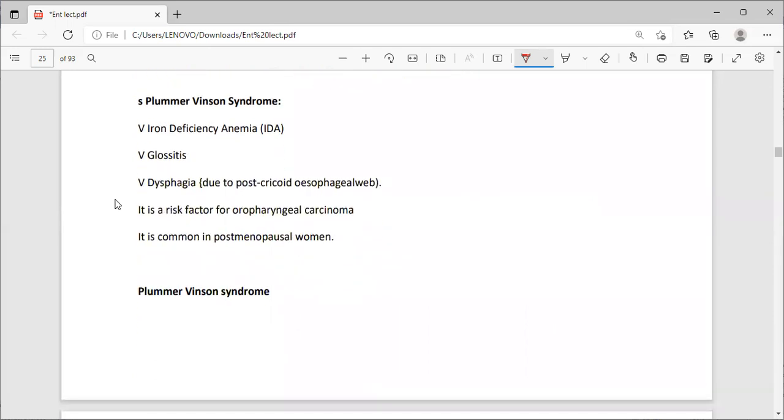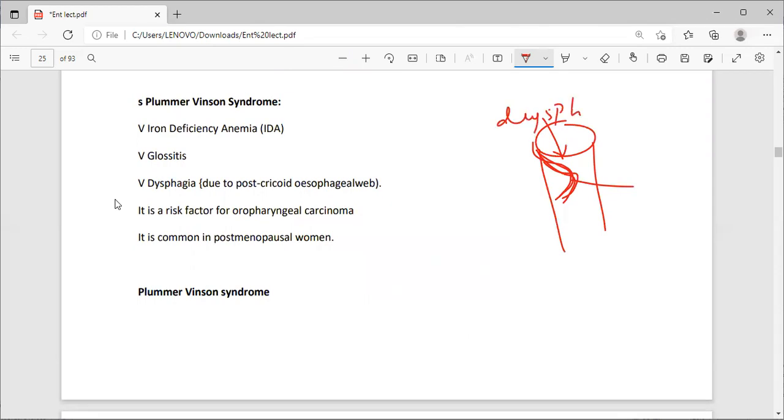Now, Plummer-Vinson syndrome, this we already discussed. There are basically some webs in the esophagus. This is the esophagus, so the mucosa will come out like this because of the iron deficiency. So this is called an esophageal web. It can lead to dysphagia. And you can see other features of iron deficiency as well, like glossitis and other things.